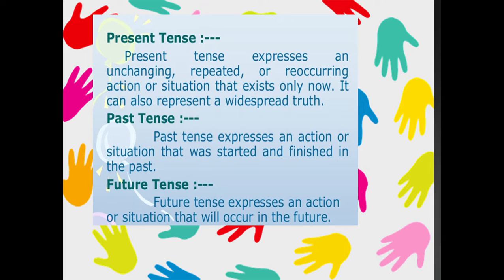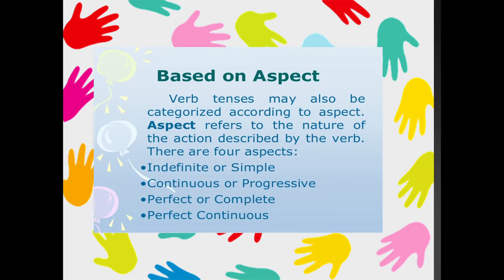Past tense expresses an action or situation that was started and finished in the past. Future tense expresses an action or situation that will occur in future. Based on aspect, verb tenses may also be categorized according to aspect. Aspect refers to the nature of action described by the verb. They are four in number: indefinite or simple, continuous or progressive, perfect or complete, and the final one, perfect continuous.